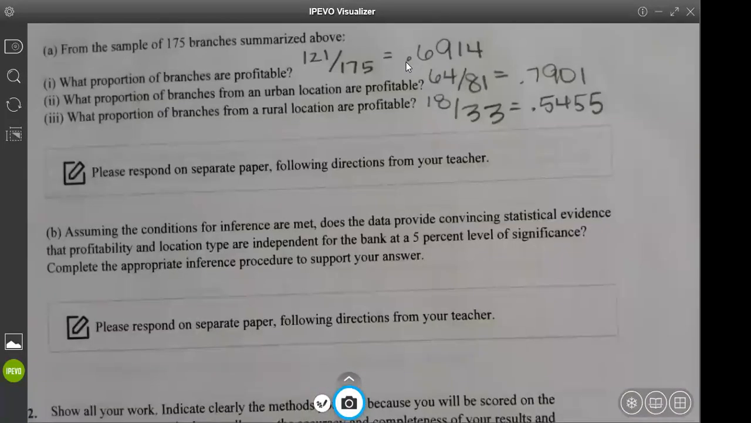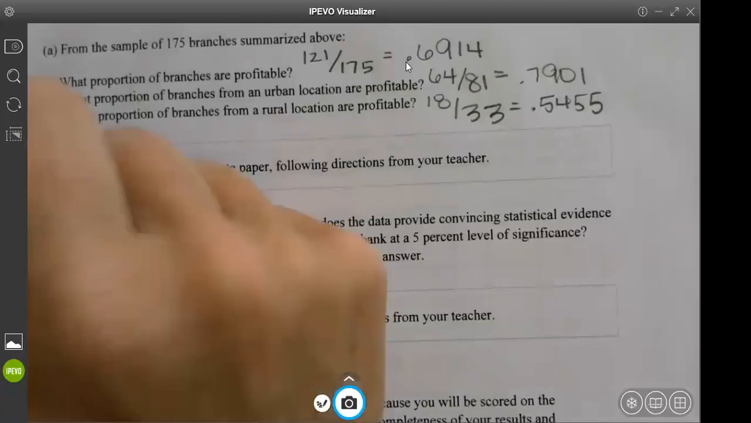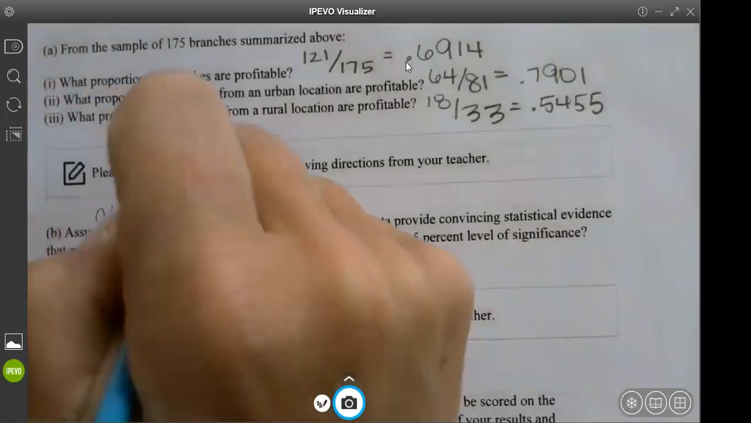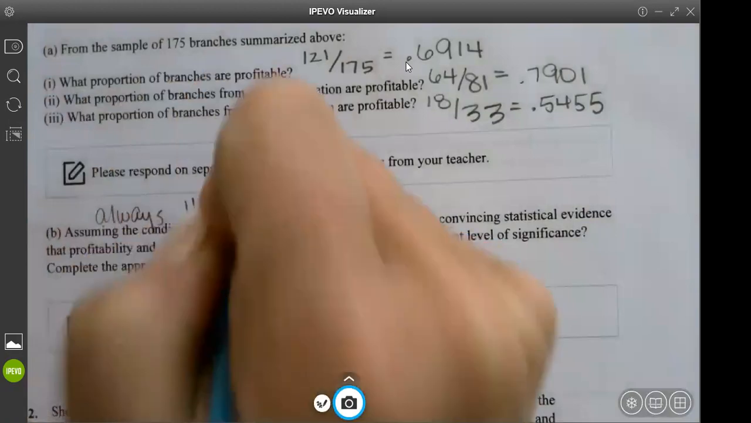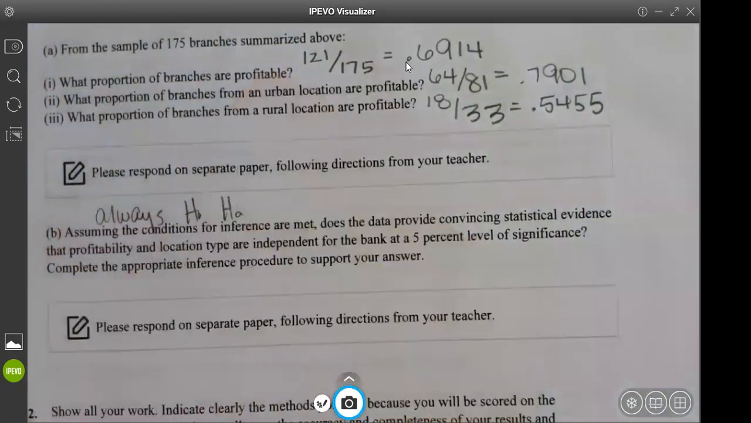All right. So the next one says, assuming the conditions for inference are met. So on these, you always need to write your hypotheses. Okay. So always make sure that you jot that down if they ask you. So assuming the conditions are met, does the data provide convincing statistical evidence the profitability and location type are independent for the bank at a 5% level of significance? Complete the appropriate inference procedure to support your answer.